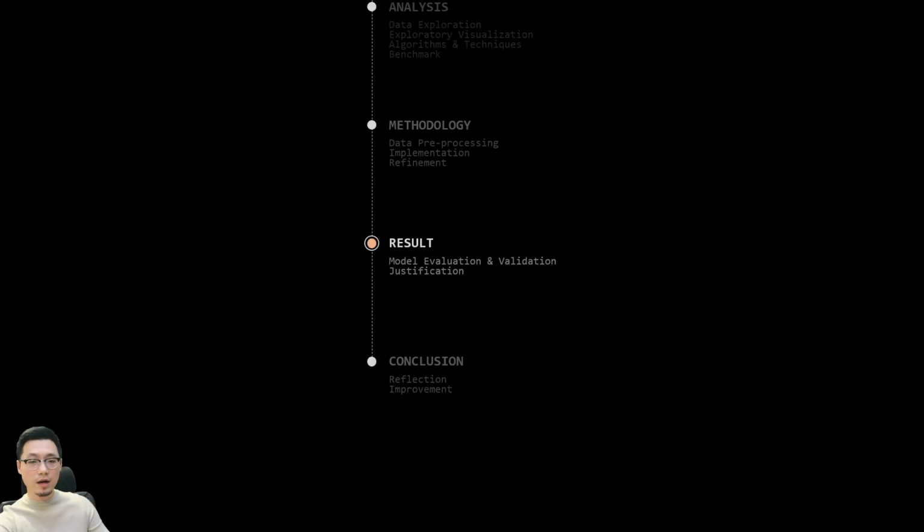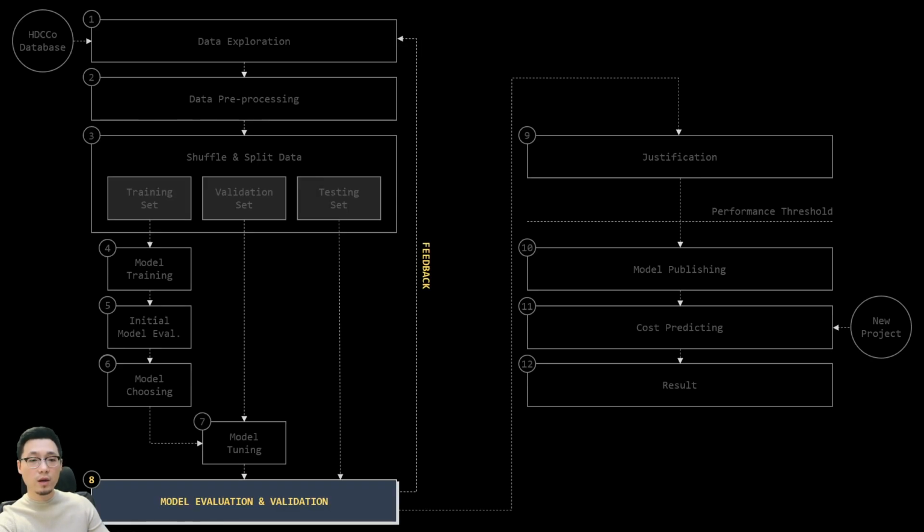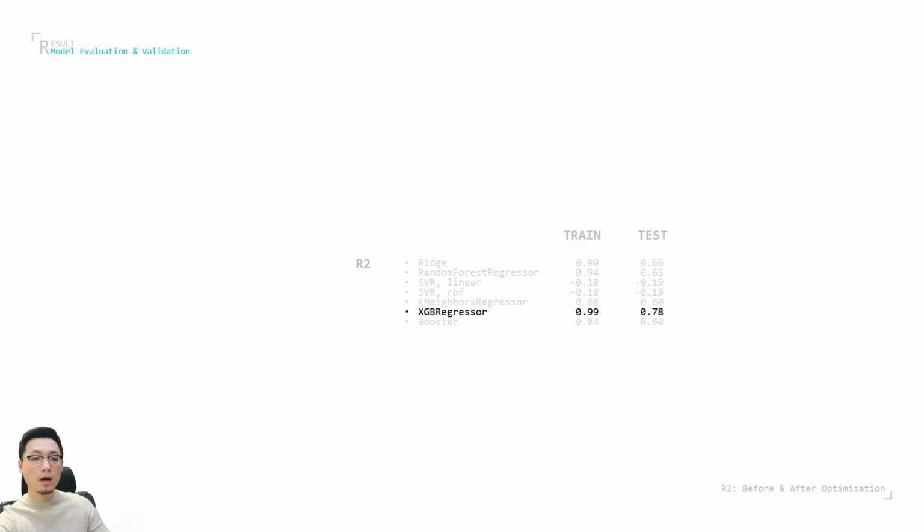Onto the fourth section of the presentation, the result. Firstly, we're going to evaluate and validate the best and optimized model. Prior to the optimization process, XGBoost achieved 0.78 R2 score with the testing set. After fine-tuning the selected model with its hyperparameters, there is a 19% performance increase from 0.78 to 0.93.